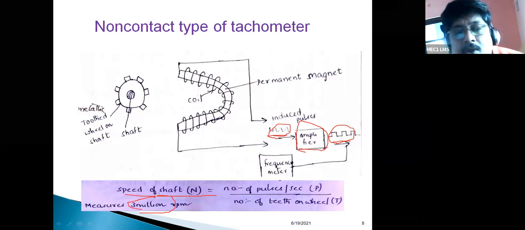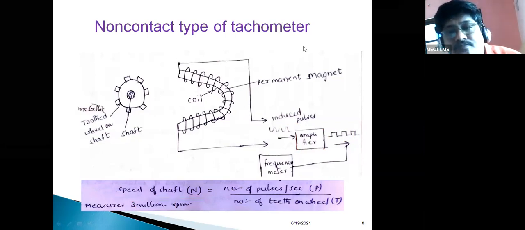In other words, the speed of the shaft is nothing but the number of pulses developed per second divided by the number of teeth on the toothed wheel. So it measures speed up to 3 million RPM.